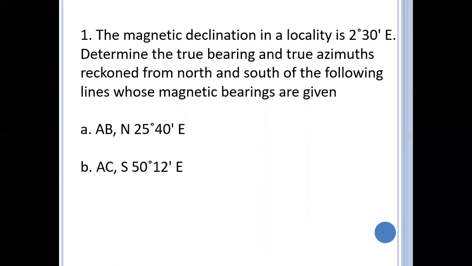Example. So the magnetic declination in a locality is 2 degrees 30 minutes to the east. Determine the true bearing and true azimuth reckoned from north and south of the following lines whose magnetic bearings are given. So first case, north 25 degrees 40 minutes to the east.